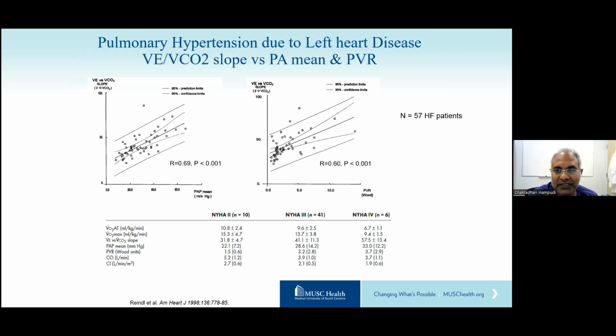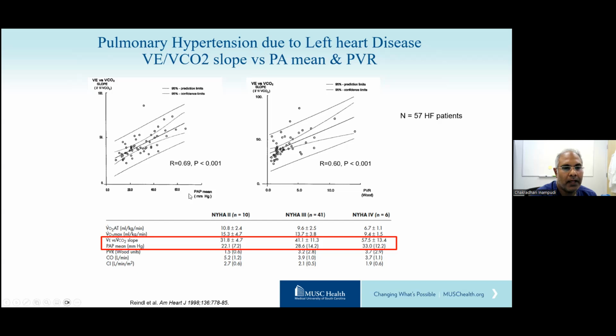Now, in pulmonary hypertension with left heart disease, we can also estimate the slope versus the PA mean and the PVR. This is a study that looked at 57 heart failure patients. The study has shown that if you have pulmonary hypertension, with increasing NYHA functional class, the VE/VCO2 slope also increases, and so does the PA mean pressure.